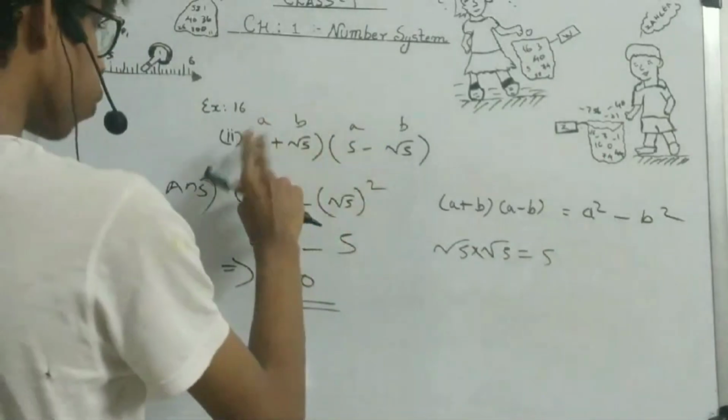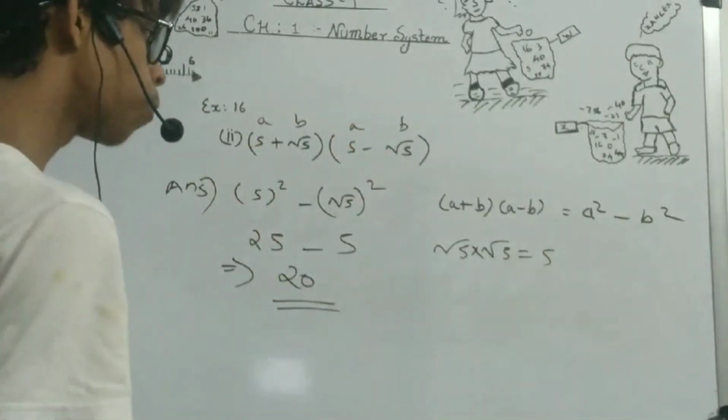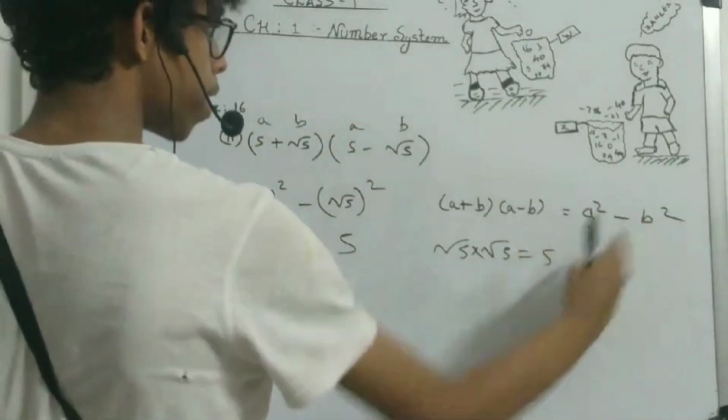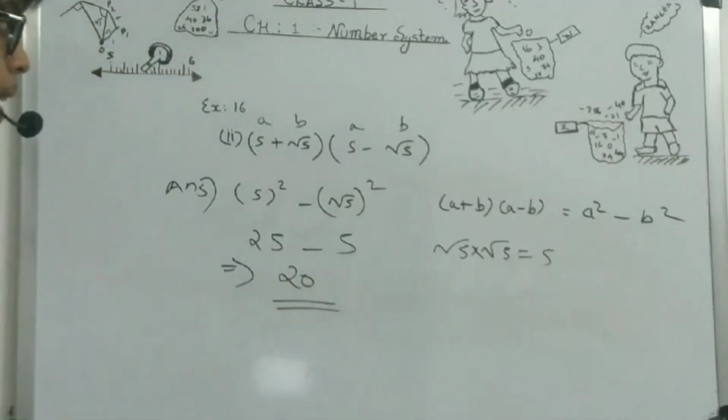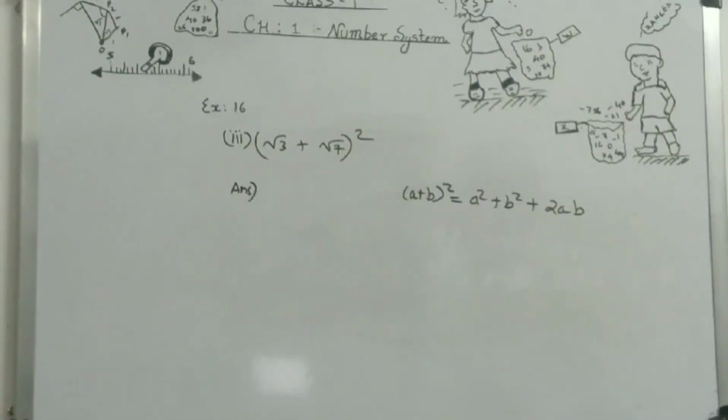Always just see if the question given to you is in the form of any identity. We always know the expansion of them. Just apply the expansion and find your answer. Okay, I hope I am clear. Let us move on to our next question, third one.